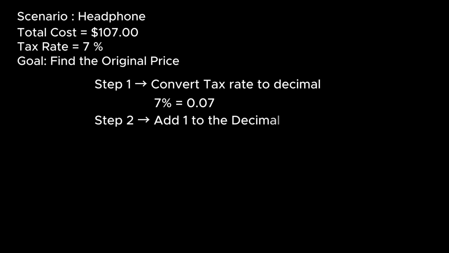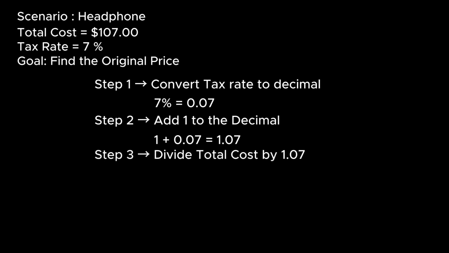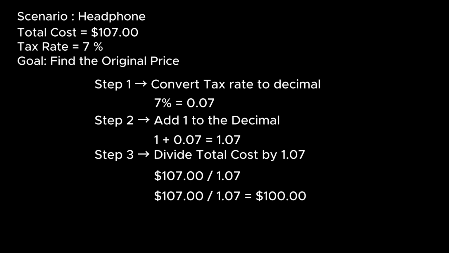Next, we add 1 to that decimal. This 1.07 represents the total cost as a factor of the original price. Now we take our total, $107, and divide it by 1.07. The result is exactly $100. So the headphones originally cost $100, and the remaining $7 was the sales tax.